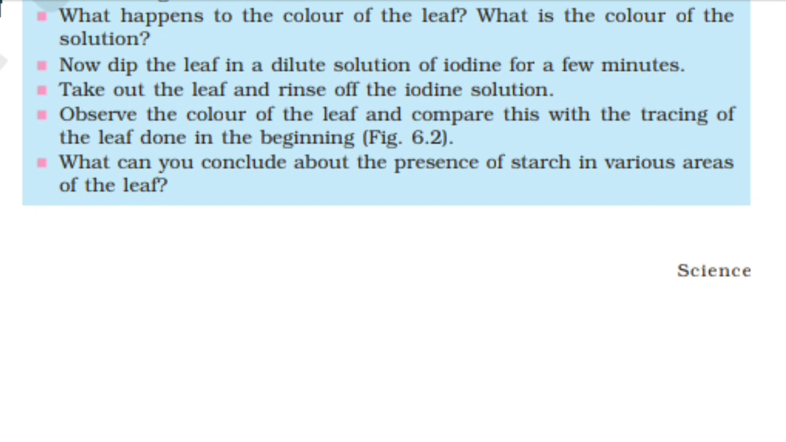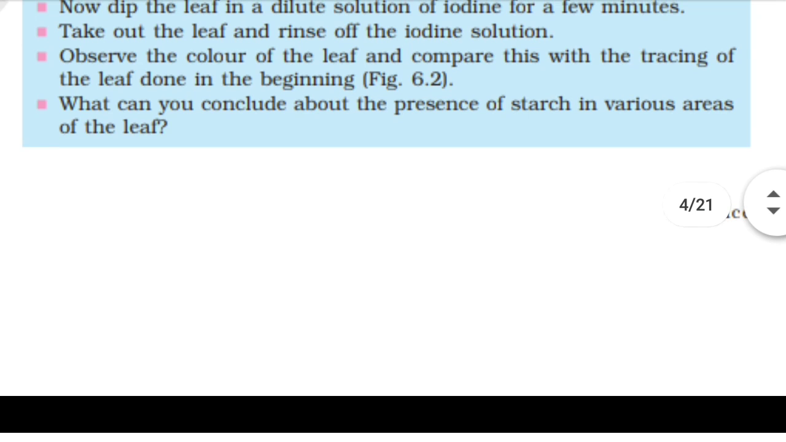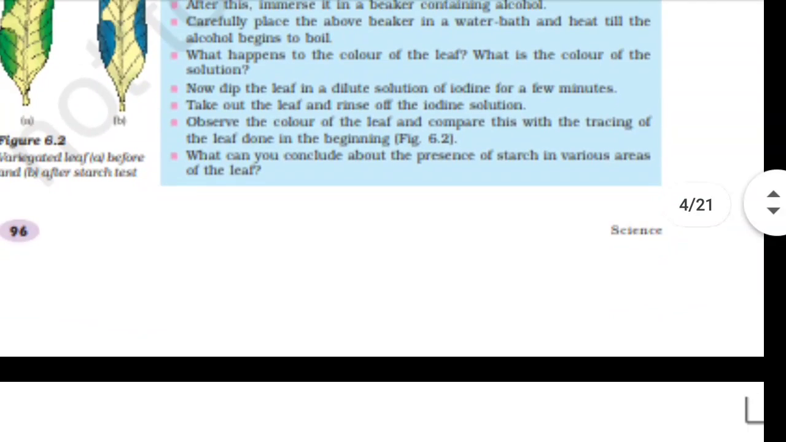Now dip the leaf in a dilute solution of iodine for a few minutes. Take out the leaf and rinse off the iodine solution. Observe the color of the leaf and compare this with the tracing of the leaf done in the beginning. What can you conclude about the presence of starch in various areas of the leaf?